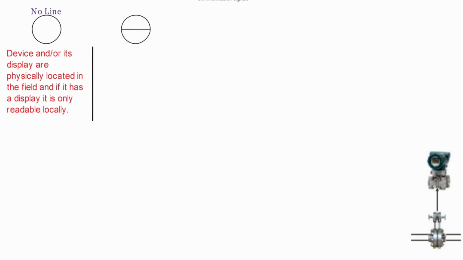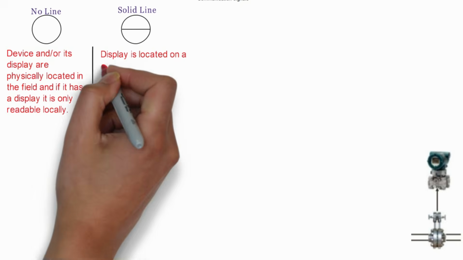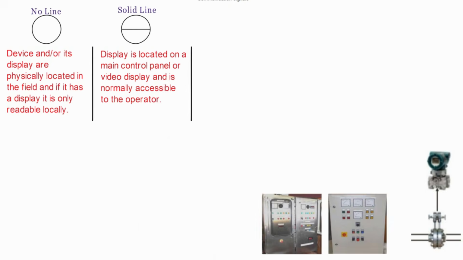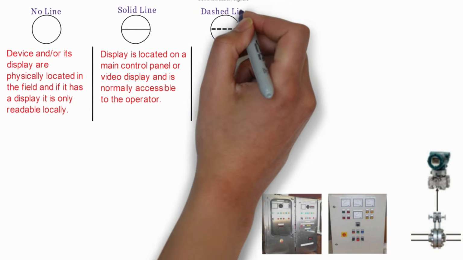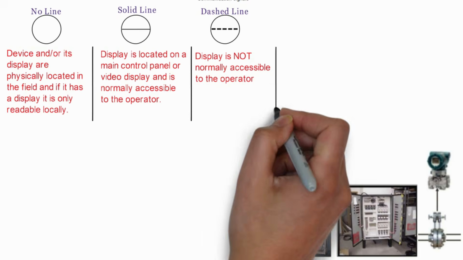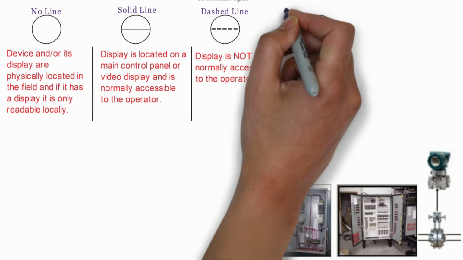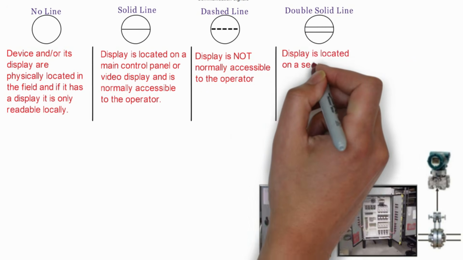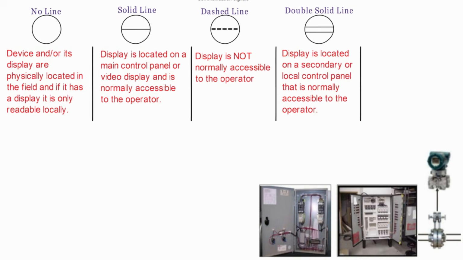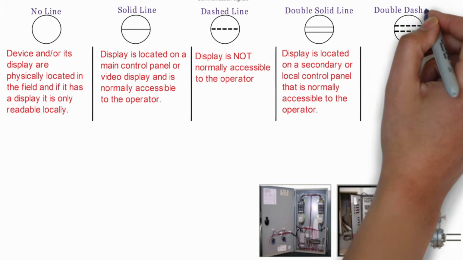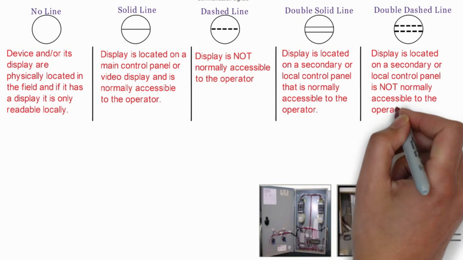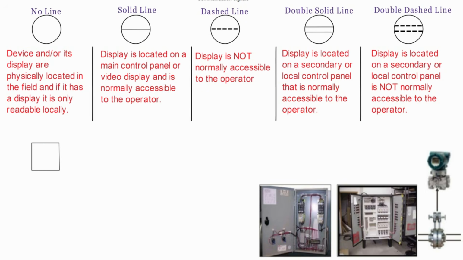A solid line in the bubble means that the display is located on a main control panel or video display and is normally accessible to the operator. A dashed line in a circle means that the display is not normally accessible to the operator. A double solid line in the circle means that the display is located on a secondary or local control panel that is normally accessible to the operator. A double dashed line means that the display is located in a secondary control panel and is not normally accessible to the operator. Square bubbles represent shared display.